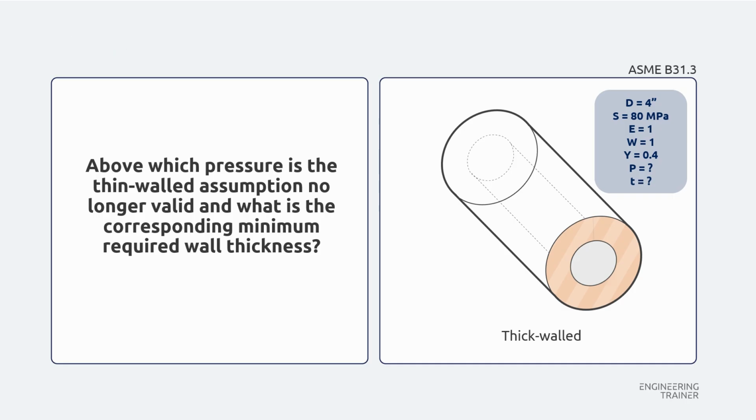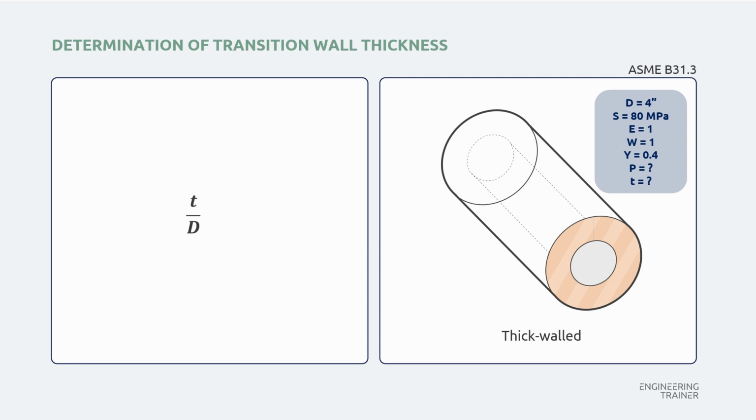Let's start by determining the wall thickness up to which the thin-walled assumption is valid. The thickness over outer diameter should be lower than 1/6, so the thickness should remain below 1/6 of the diameter to be able to use the thin-walled relations. A 4-inch pipe has an outer diameter of 114.3 millimeters. Dividing 114.3 by 6 results in 19 millimeters, so the wall thickness should remain below 19 millimeters in order to be able to use the thin-walled relation.